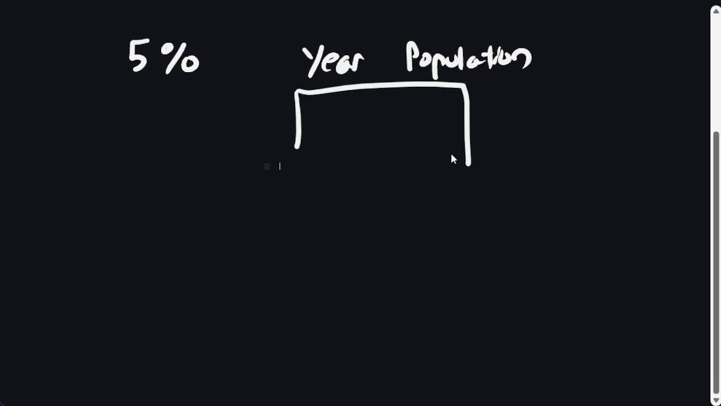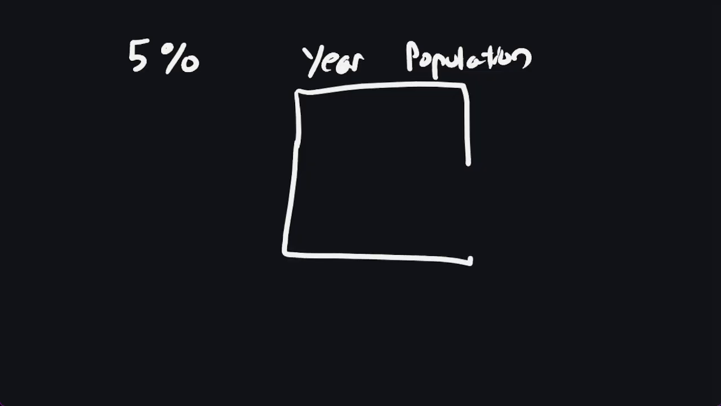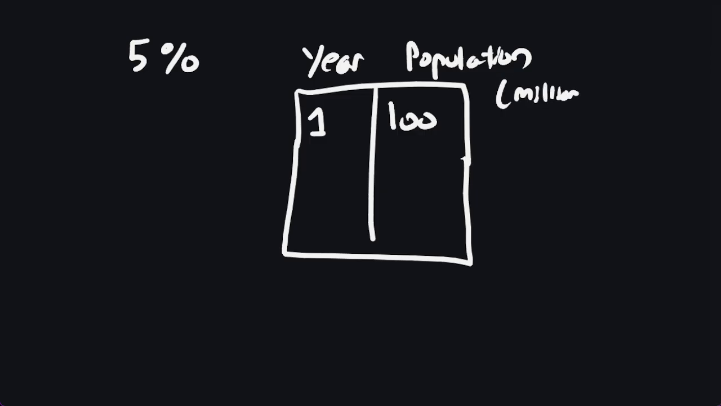let's just scroll down a little bit. So let's say in year 1, the population of the town starts out at 100. Let's say this is all in millions. So this is 100 million, let's say, in year 1. Year 2, the population increases to 105. This is a 5% increase.